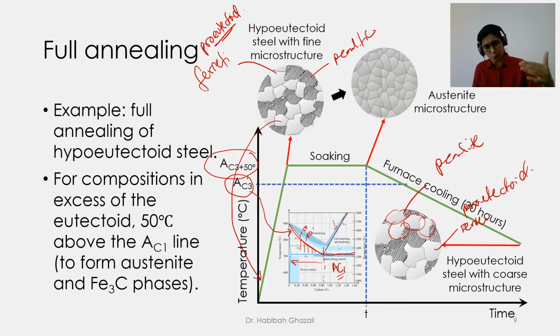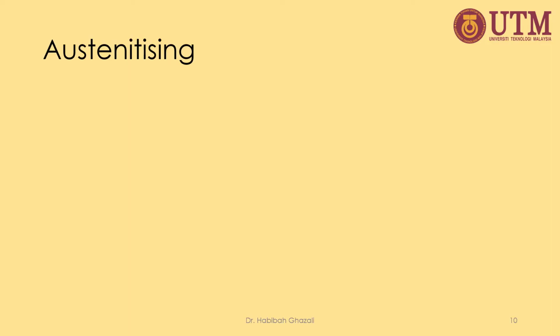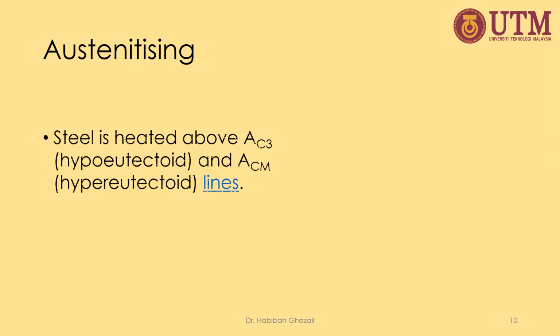And the next step, we will need to slow cool it in the furnace again, in which the austenite will slowly transform, but with a bigger grain size. So that's how full annealing for hypereutectoid steel is performed. So just a little bit more information on austenizing. During this process, what we call austenizing, the BCC ferrite will start to transform back into FCC austenite.